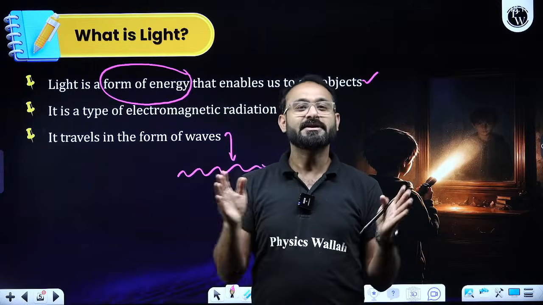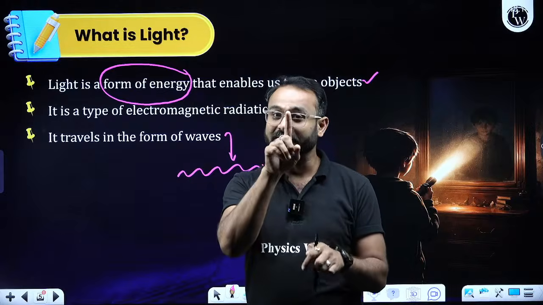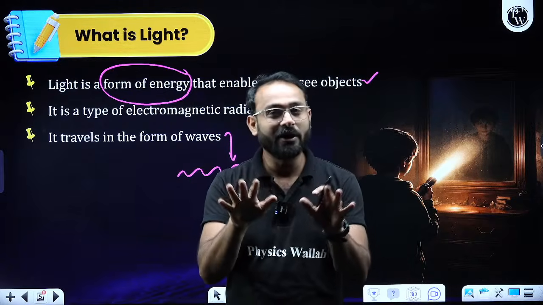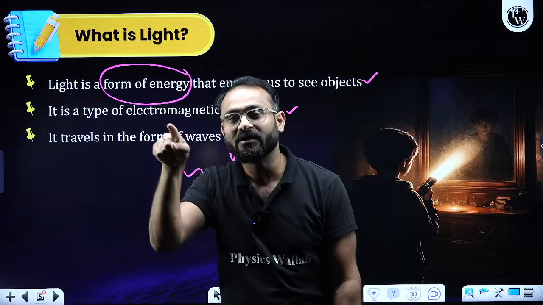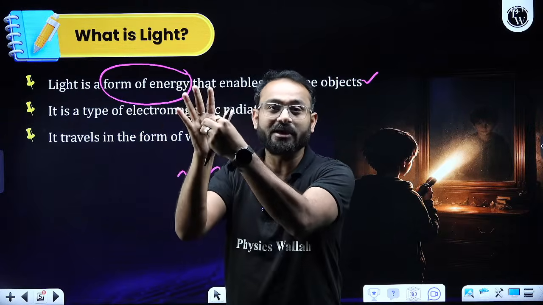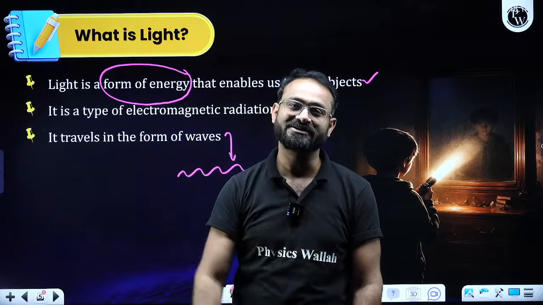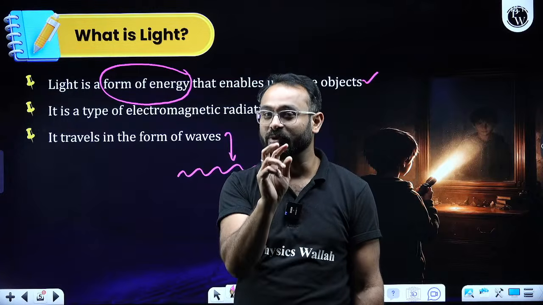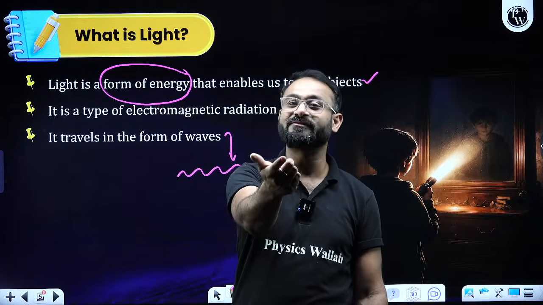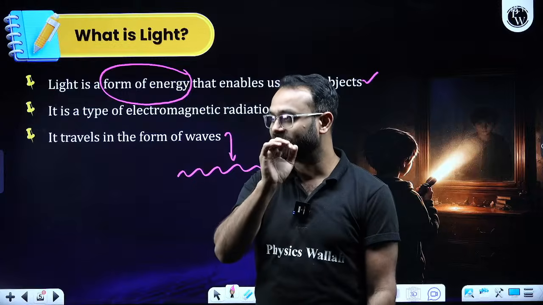And later they come up with a compromise, and they agreed on one thing: while traveling, the light will be in the form of wave nature. When it is striking on the surface, it will be a particle nature. So it gives you a duality, a dual nature. Remember that.